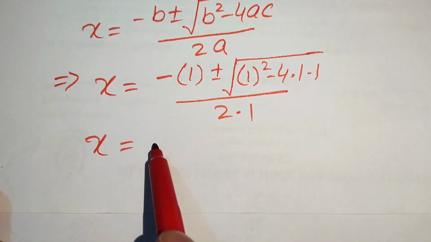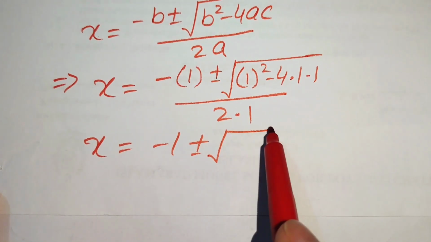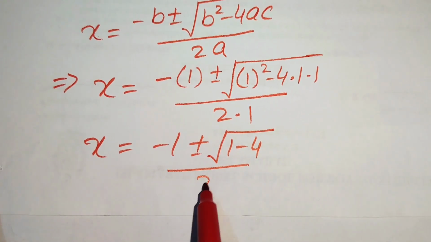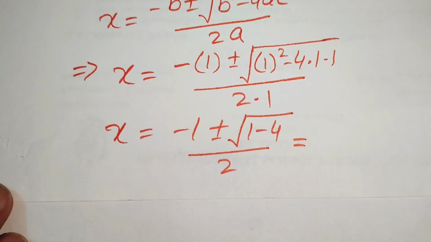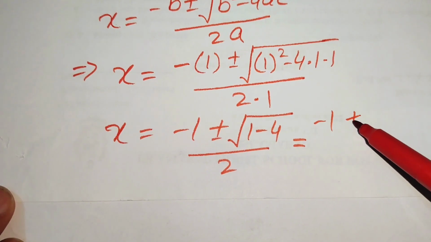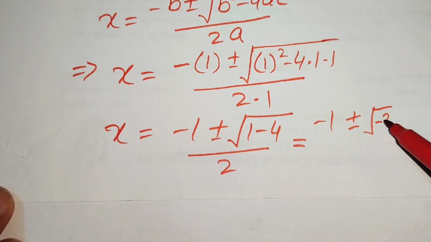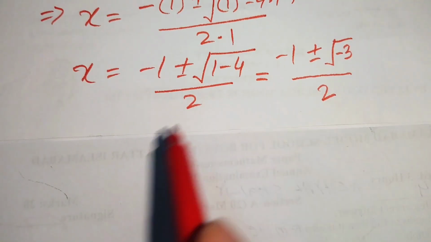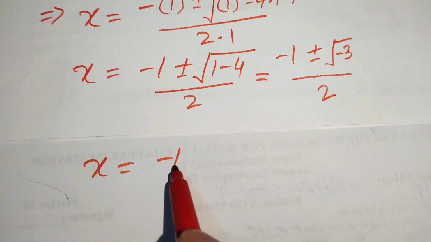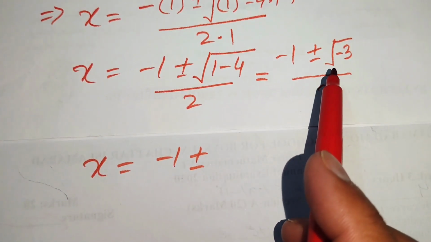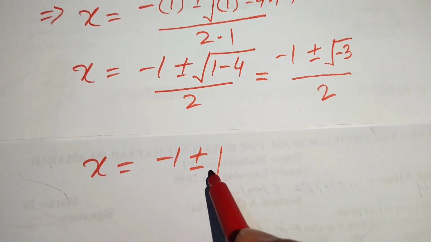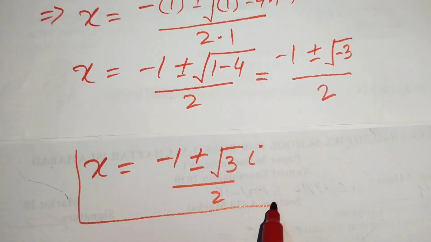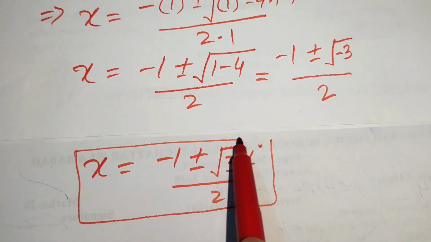So now you see here, this is -1 ± square root of (1 - 4) divided by 2. So this equals -1 ± square root of -3 divided by 2. So here we write x equals -1 ± ... We know that when a negative sign comes inside the square root, it is written in iota form. So these are the two solutions or two roots of the given equation.